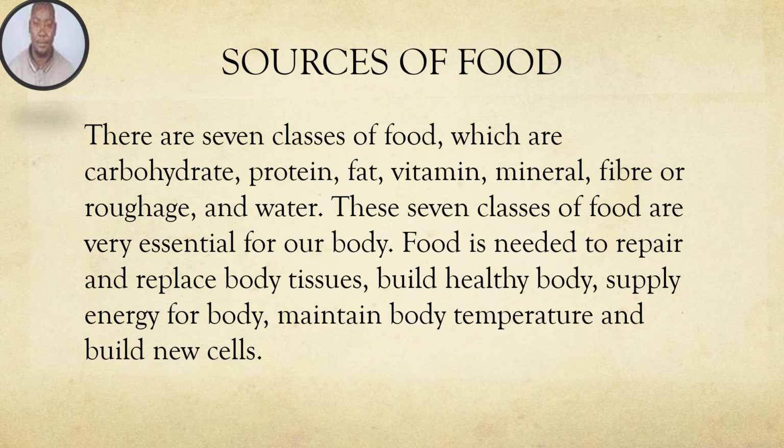Classes of food. What are the classes of food? There are 7 classes of food, which are carbohydrates, protein, fat, vitamins, minerals, fiber, and water. These 7 classes of food are essential for our body. Very essential. Food is needed to repair and replace body tissues, build a healthy body, supply energy for the body, maintain body temperature, and build new cells.